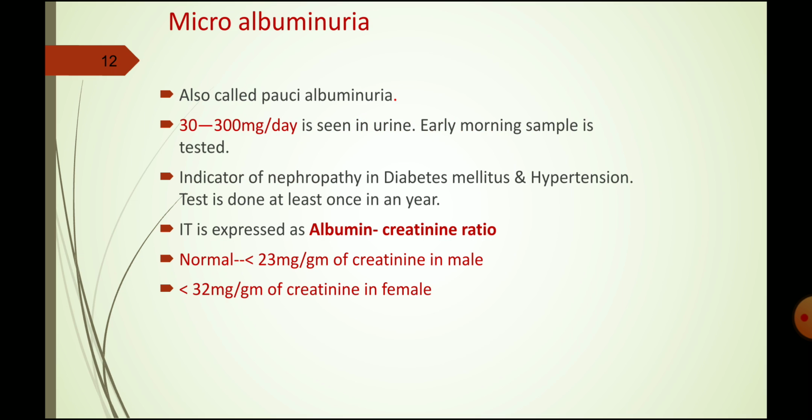of diabetes and hypertension. Then it is also expressed as an albumin creatinine ratio. That AC ratio you need not study because it is the latest thing and it is not very important for you. Anyway, the normal level is less than 23 milligram per gram of creatinine in male and 32 milligram per gram of creatinine in female.